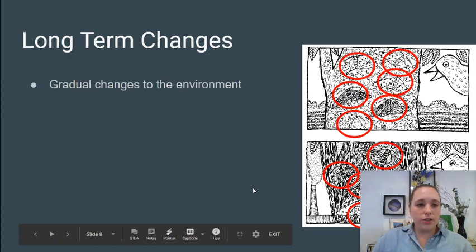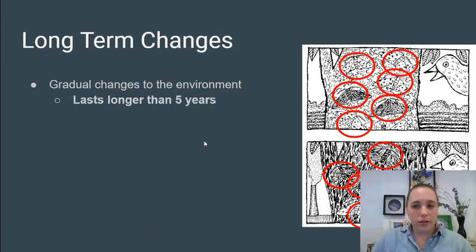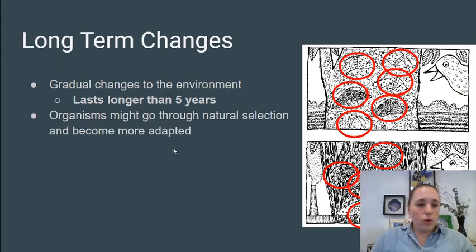Long-term changes are gradual in the environment, and we are thinking longer than 5 years. Organisms might go through natural selection and become more adapted if there's a long-term change. Now, I want you to see that that word is might. It's not a guarantee. It's just that it could happen. It's more likely that our organism is going to survive and adapt. And I shouldn't really be using the word organism. I should be using words like population instead.